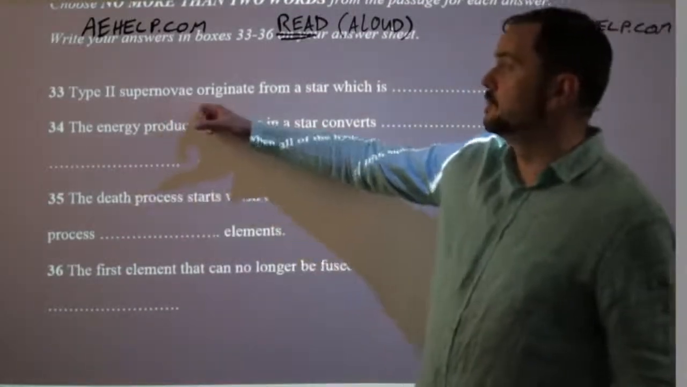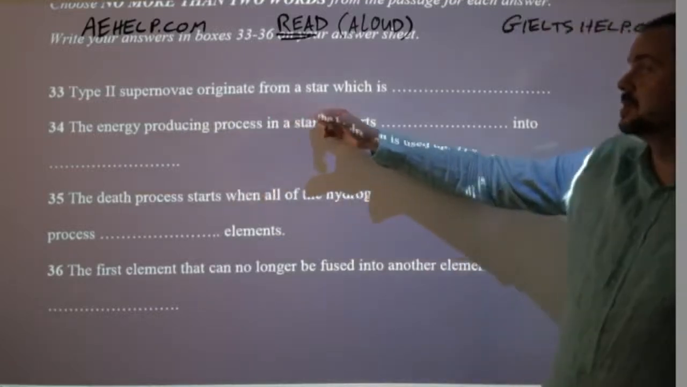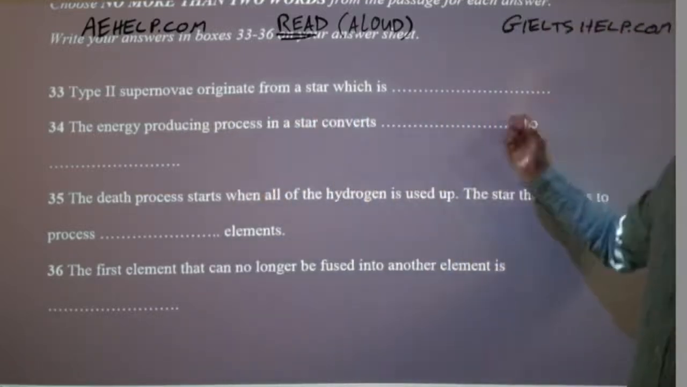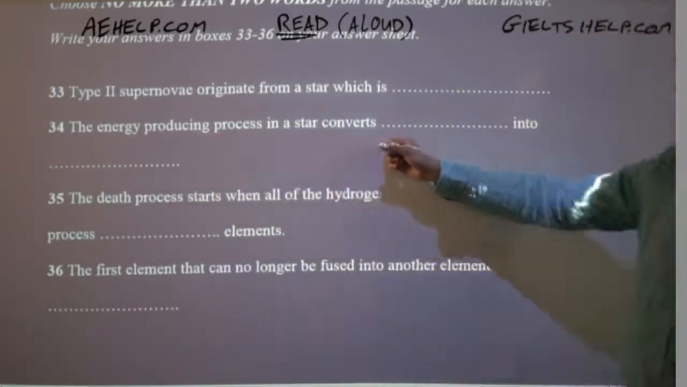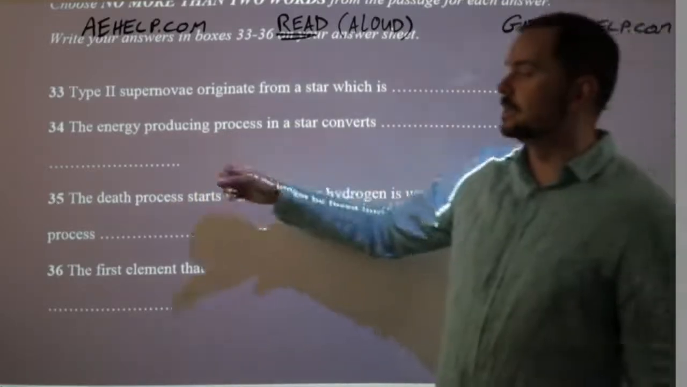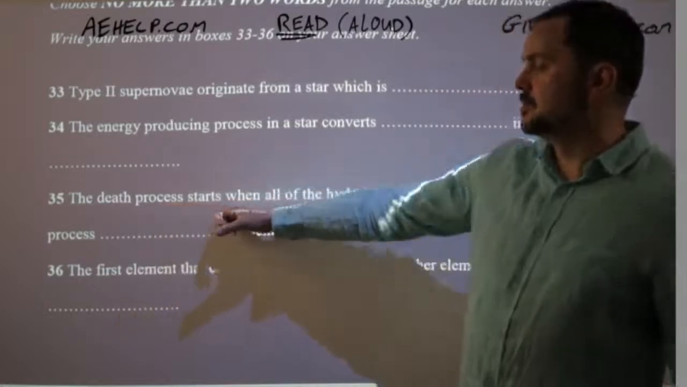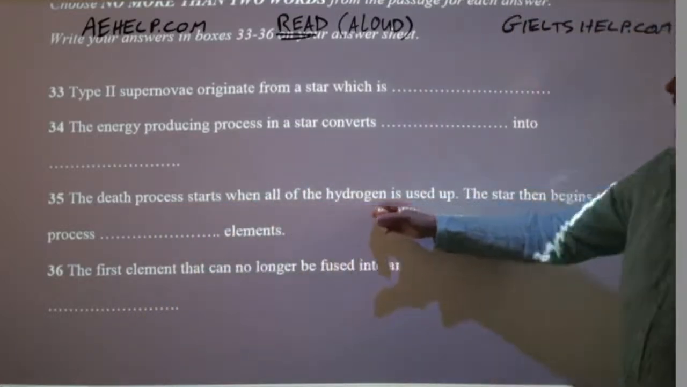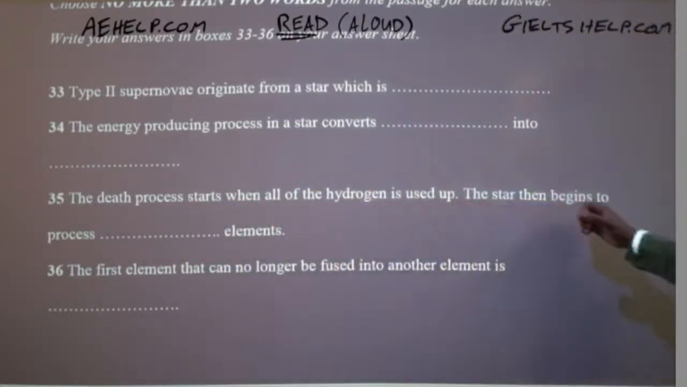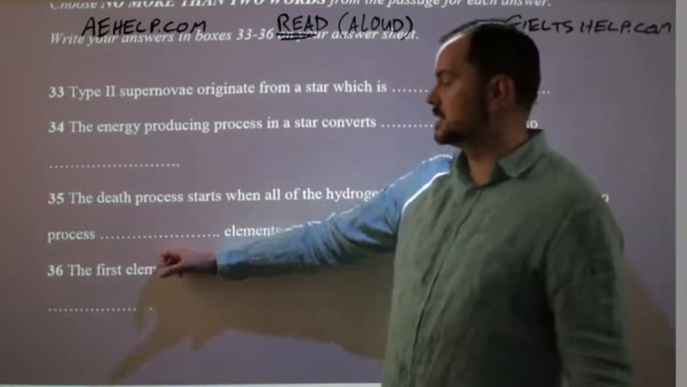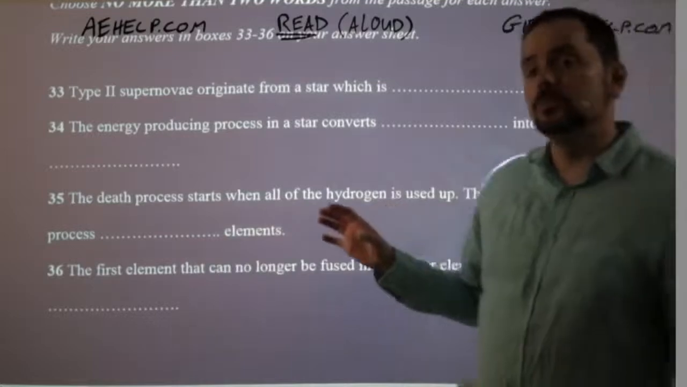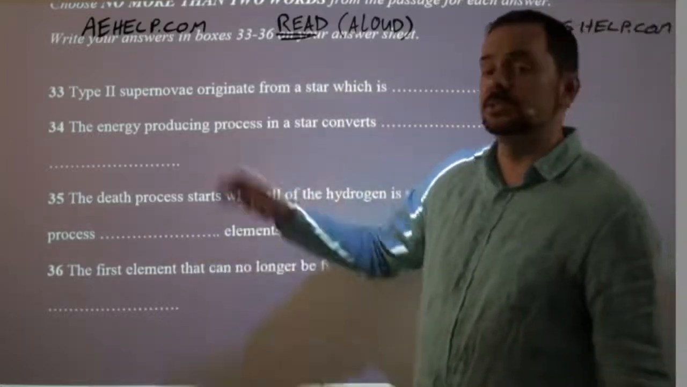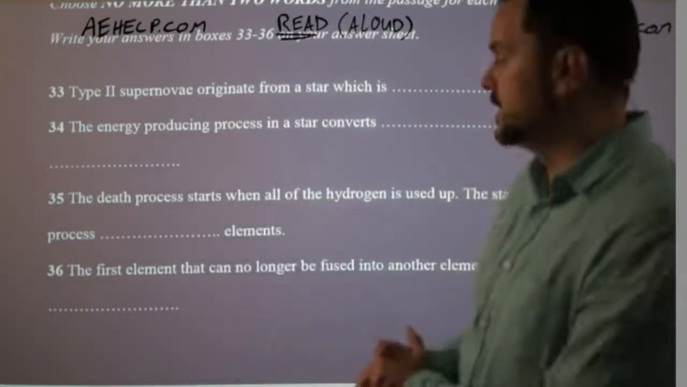Type 2 supernovae originate from a star which is something. The energy producing process in a star converts something into something. The death process starts when all of the hydrogen is used up. The star then begins to process something elements. All right. Now, again, at home, you want to be paraphrasing these as much as possible. So you want to go step by step.